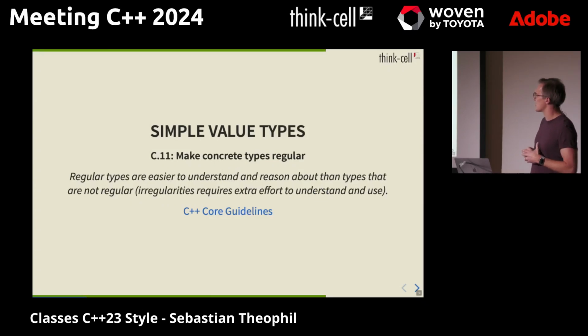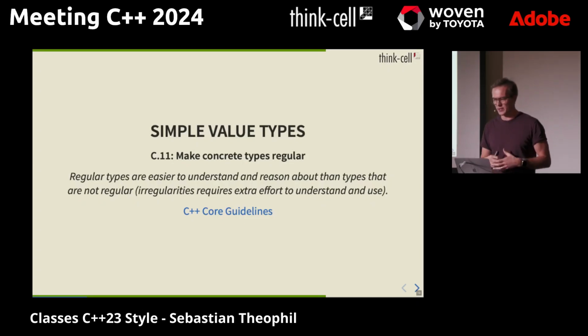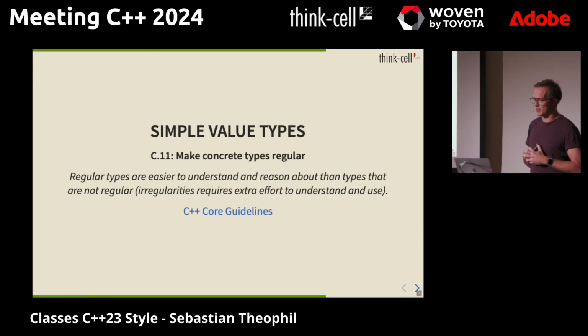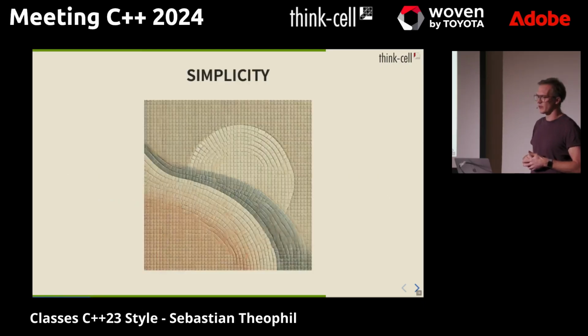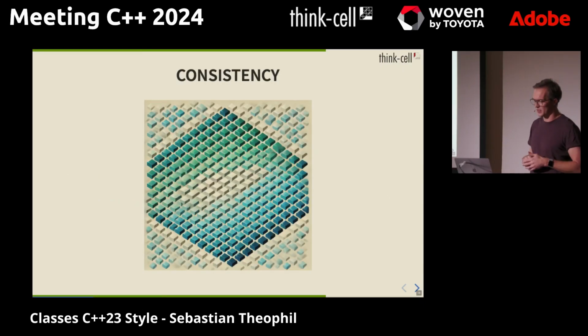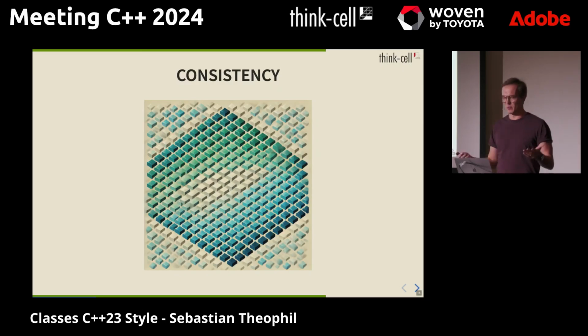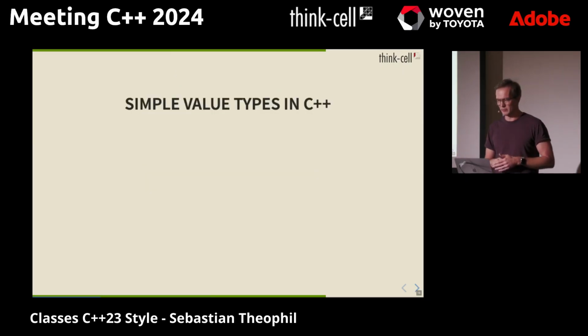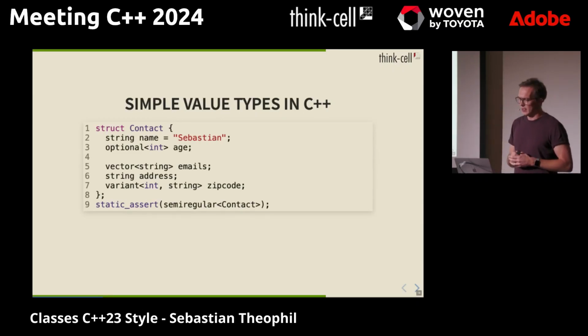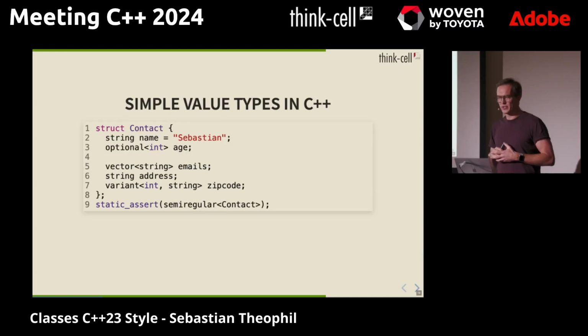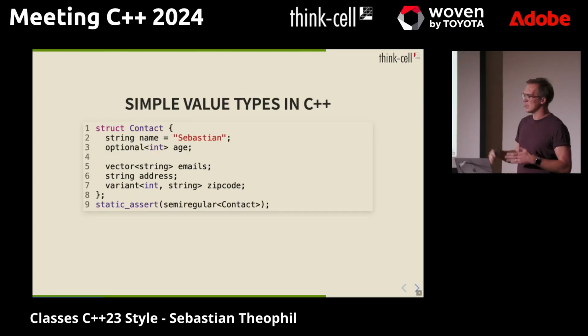And the C++ guidelines tell us to make concrete types, here that means things that represent actual concrete things, to make them regular because regular types are easier to understand and reason about than types that are not regular. So we want to make our own value types regular as well for reasons of simplicity and consistency. Now, what do we have to do in C++? Well, we have a simple value type, like this, contact. What do we have to do to make this regular, or at first semi-regular? As long as it doesn't have a comparison, it is not regular, it's only semi-regular. What do we have to do?